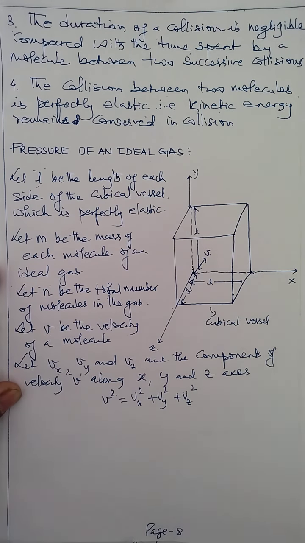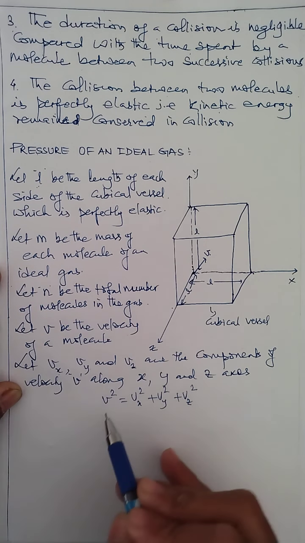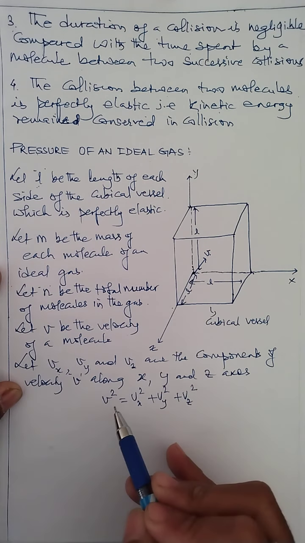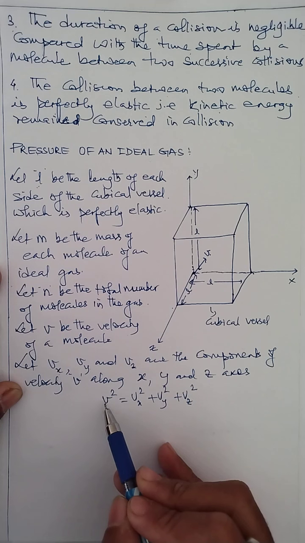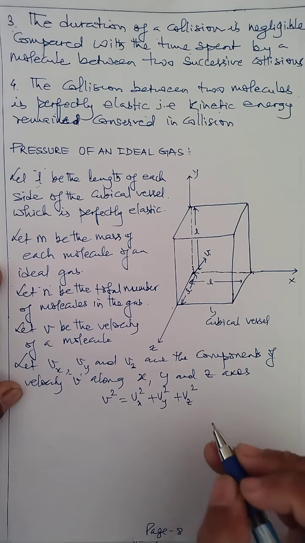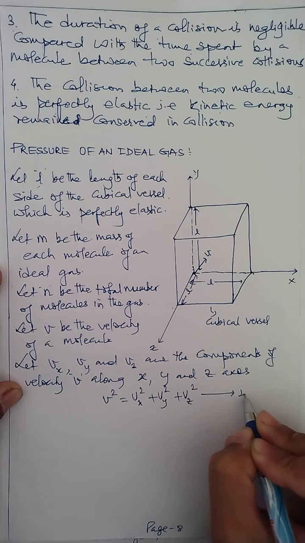This part I have already taught in the chapter called motion in a plane, at which time I taught about vectors, that a vector can be represented in components. So these are the relations you need to understand. B squared, the magnitude of the velocity vector, is given by B squared equals Bx squared plus By squared plus Bz squared. Let me consider this as equation number 1.